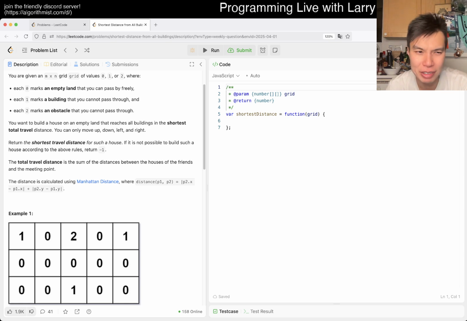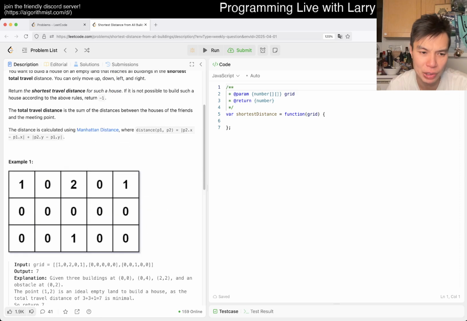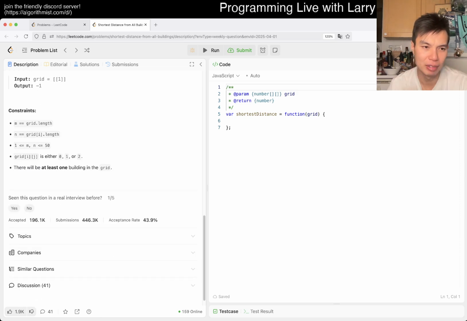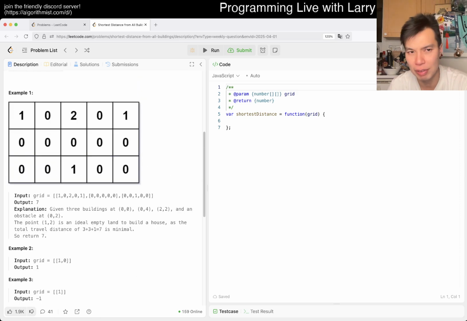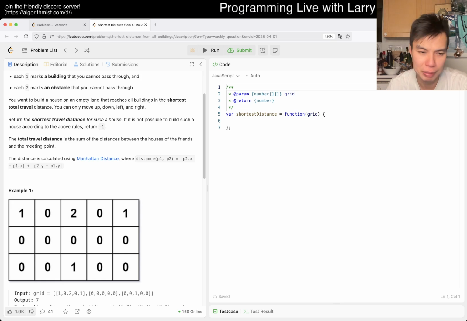The other one is just the shortest travel distance, which is fine. So for each point, you would do a breadth first search. That said, it is 50 times 50, which means that it's going to be 50 to the fourth, which is like what?